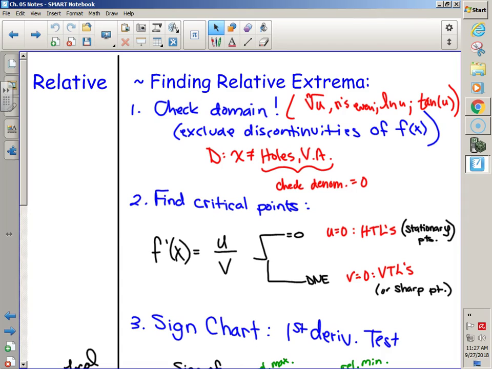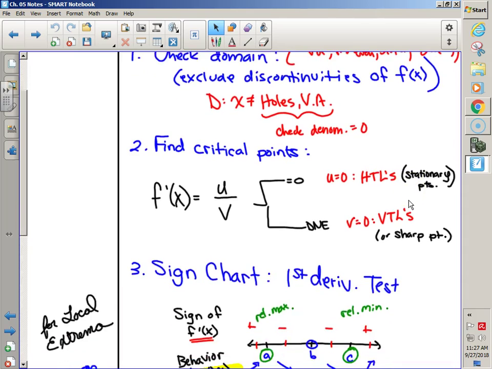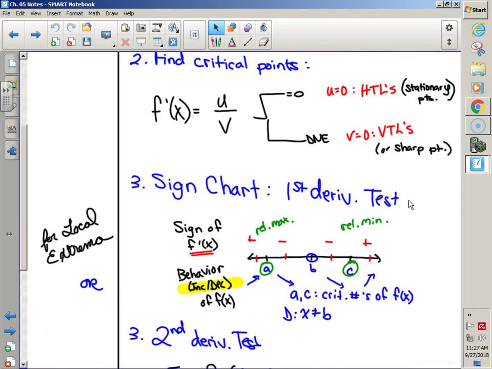Okay, number 3. I'm just going past domain. Is that okay? Sign chart.